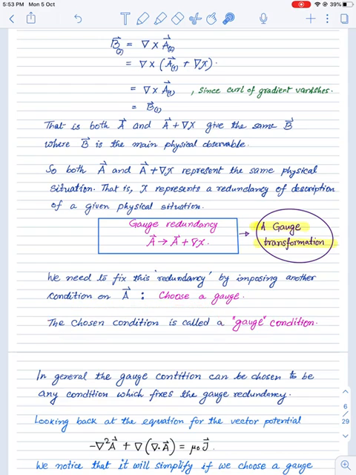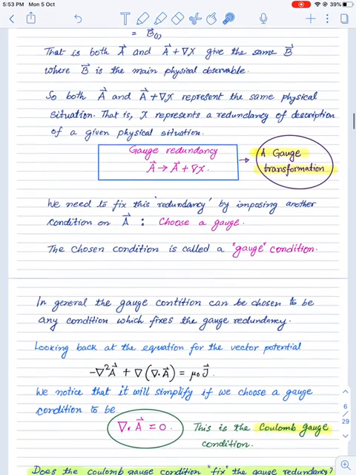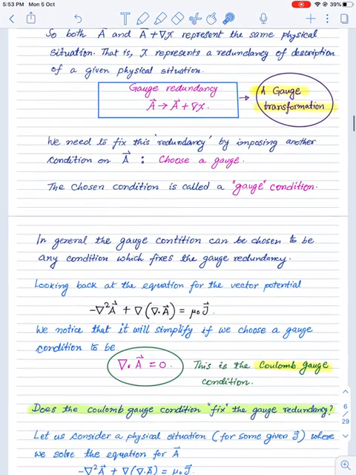So for this reason, we have to fix a gauge. Choosing a particular condition to fix this redundancy is called gauge fixing, or the condition is referred to as the gauge condition. Okay, so now how should we go about doing that? How should we choose this condition? We would like to choose this condition to make our life simple.